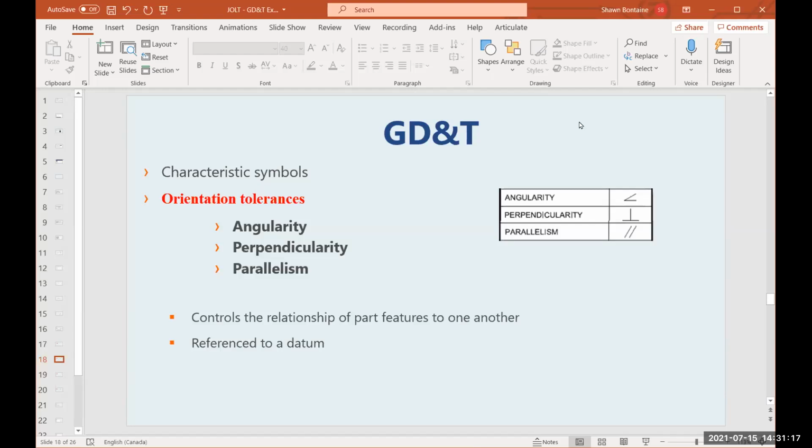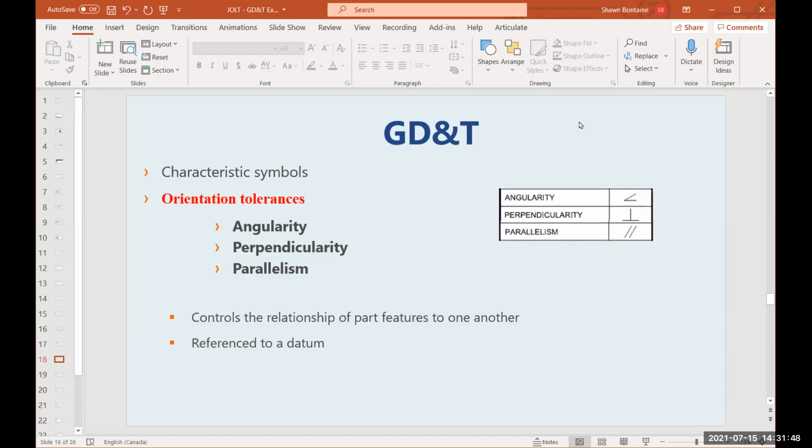So with angularity, it's typically applied to any angle other than 90 degrees or 180. Because if you get to a 90-degree condition, you're talking about perpendicularity. 180-degree condition, you're talking about parallelism. So angularity is typically applied to a surface or an axis that is not at 90 degrees or 180 degrees to our datum, and we want to control the orientation back to that datum.